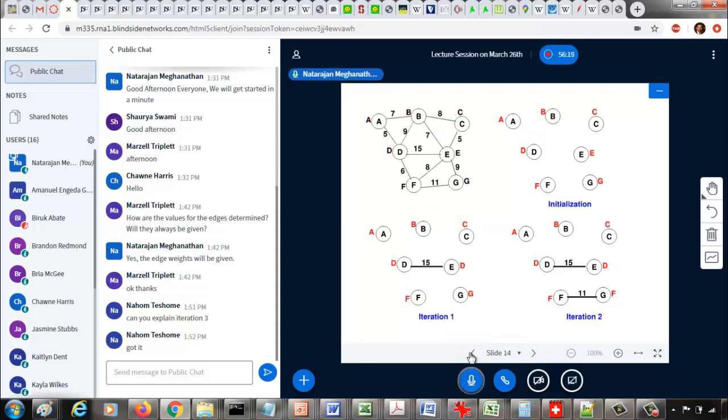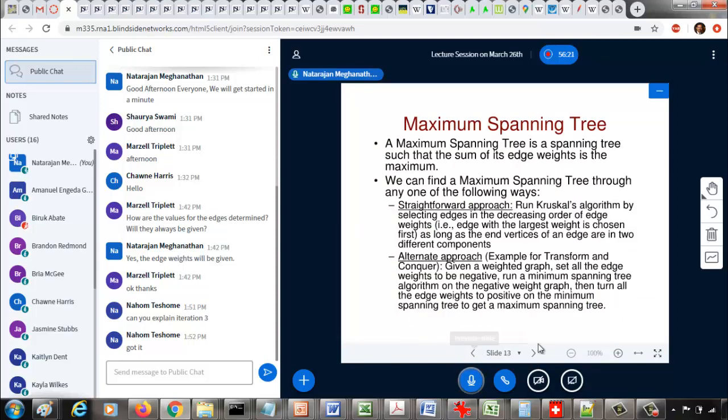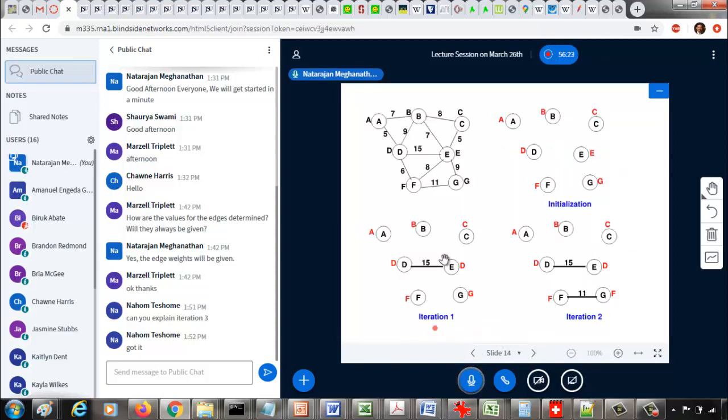Now I have given here an alternate approach. Let me just quickly explain what I mean by that. So one approach which I just explained is just sort the edge weights and pick the edges in the decreasing order of edge weights. So in this case you start with 15 and then 11 and then 9 and so on. Now another approach is you could make all edge weights negative, okay, and of course again sort them.